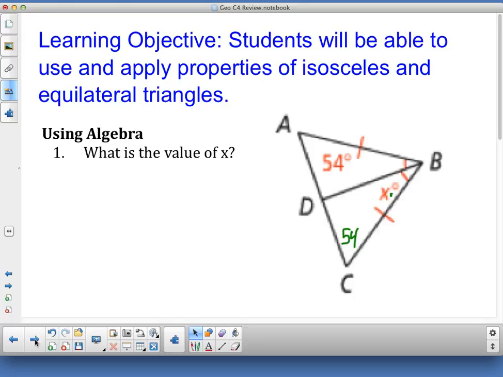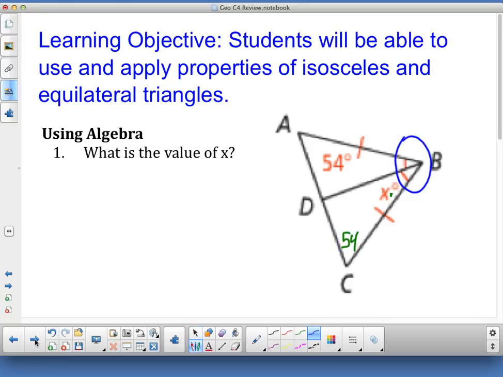Scalene, no sides in common. Isosceles, two sides in common. Equilateral, all three sides are in common. Sorry, I lost track of which one I was talking about. Here's the deal. When I have two sides in common, I have two angles in common. When I have three sides in common, I have three angles in common. And if I'm looking at this one, I've got two sides in common. This has to be 54. Has to be, because it's isosceles. And the angles that are congruent are opposite the sides that are congruent. So those are opposites.